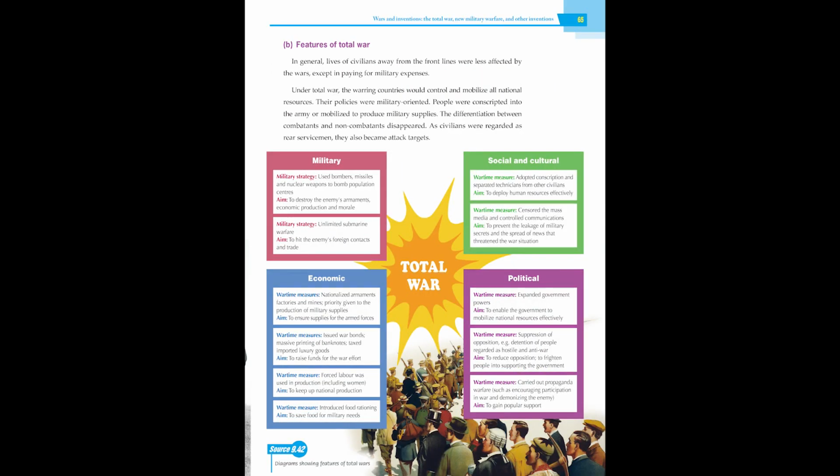B. Features of total war. In general, lives of civilians away from the front lines were less affected by the wars, except in paying for military expenses. Under total war, the warring countries would control and mobilize all national resources. Their policies were military-oriented. People were conscripted into the army or mobilized to produce military supplies. The differentiation between combatants and non-combatants disappeared. As civilians were regarded as rare servicemen, they also became attack targets.